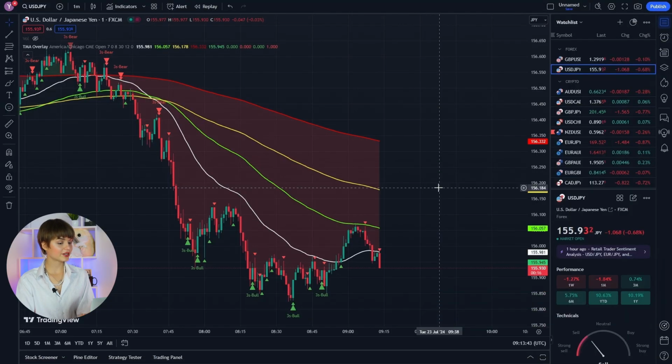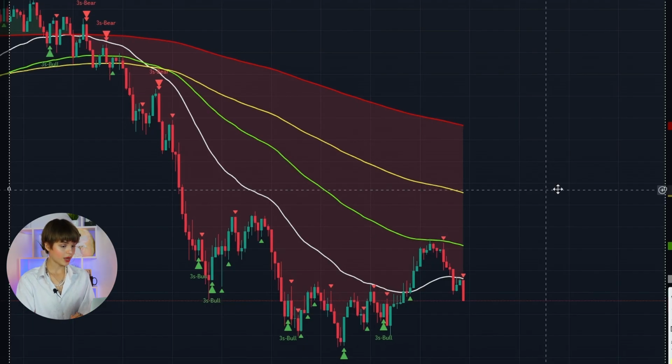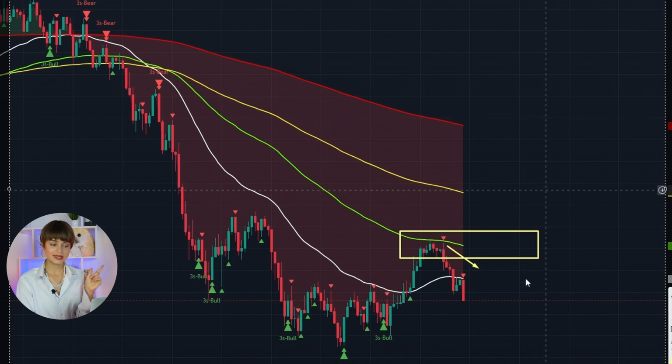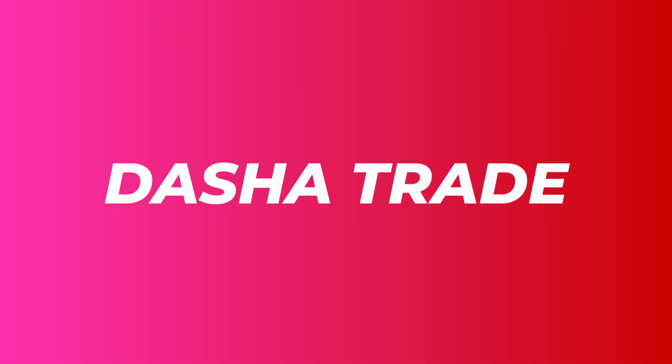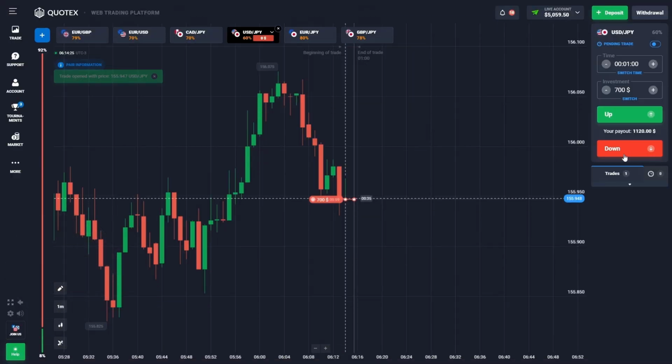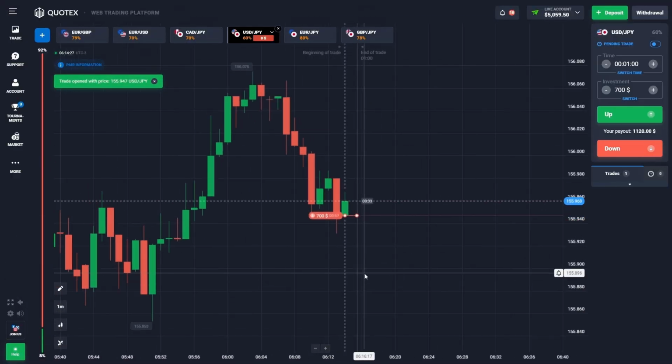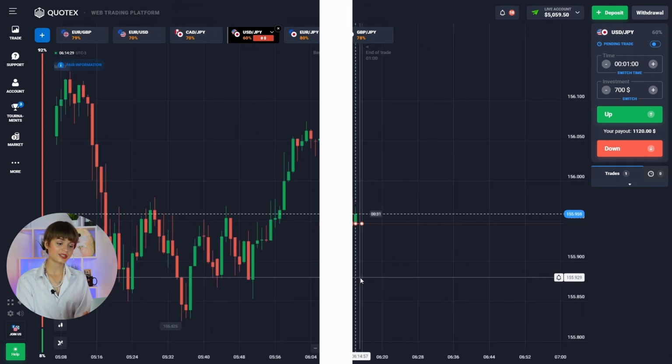So here comes an interesting situation. Look, it's somehow similar to the previous one, where a downtrend started from a resistance level. Besides that, I see signals indicating the price will go lower. And I also see impulsive candles that confirm my entry point. I move to the broker and open a deal. So my deal is opened, I'm waiting for it to be closed.